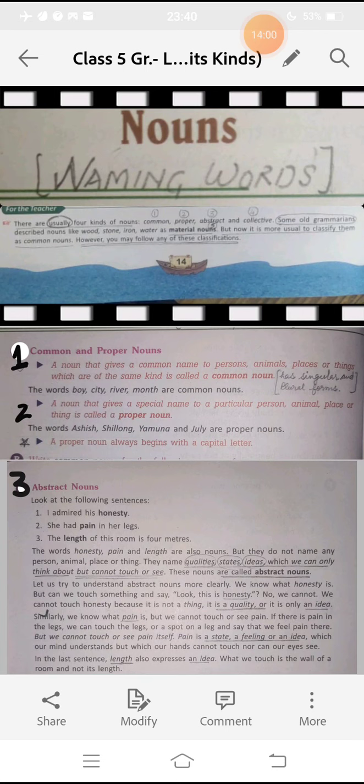categorize it as material noun only. And however, if you go for a common noun for these words, that will also be marked correct. It's written there. However, you may follow any of these classifications. Means you can label it as, or you can term it as, or categorize it as material noun and common noun as well. Either of the case, it can be.